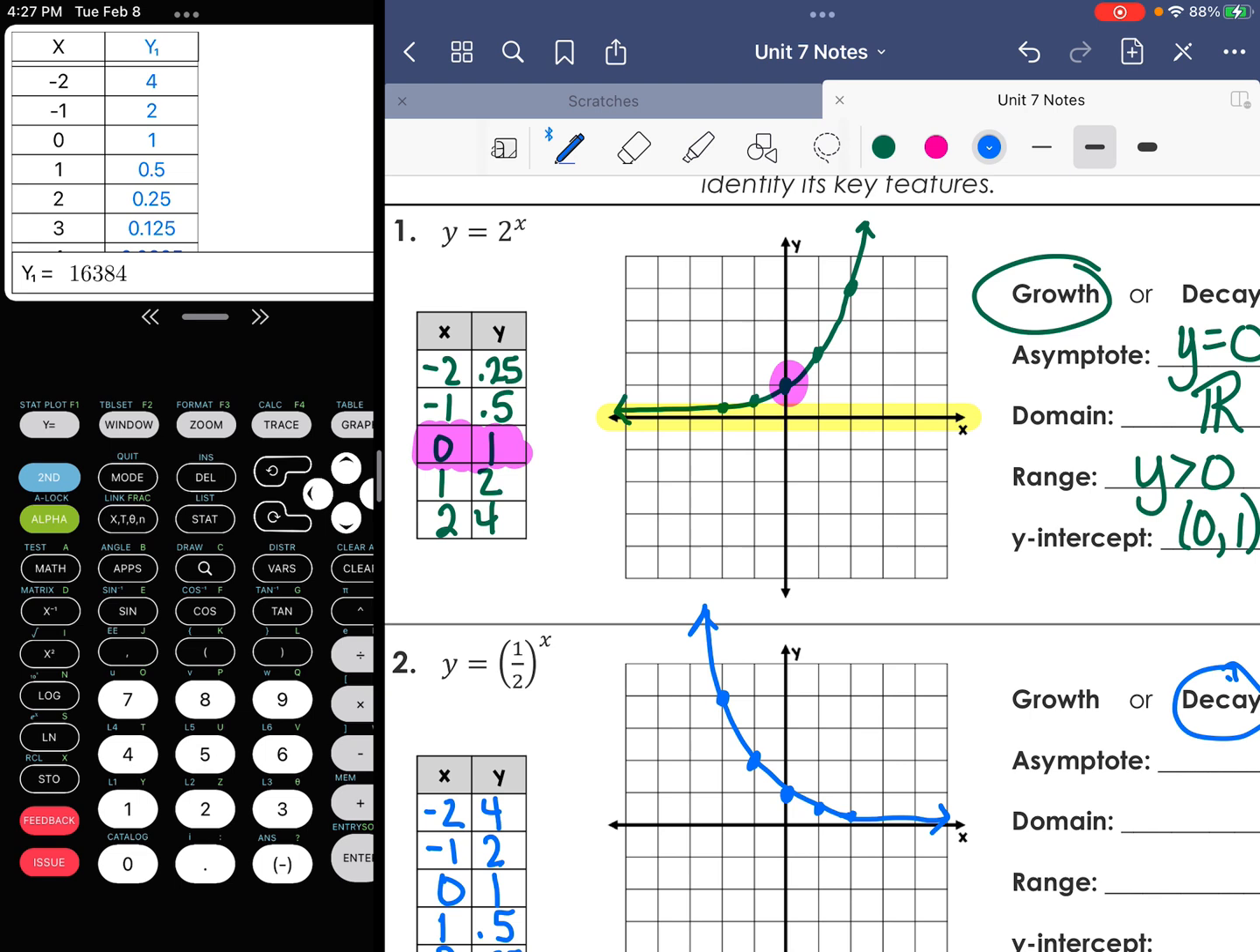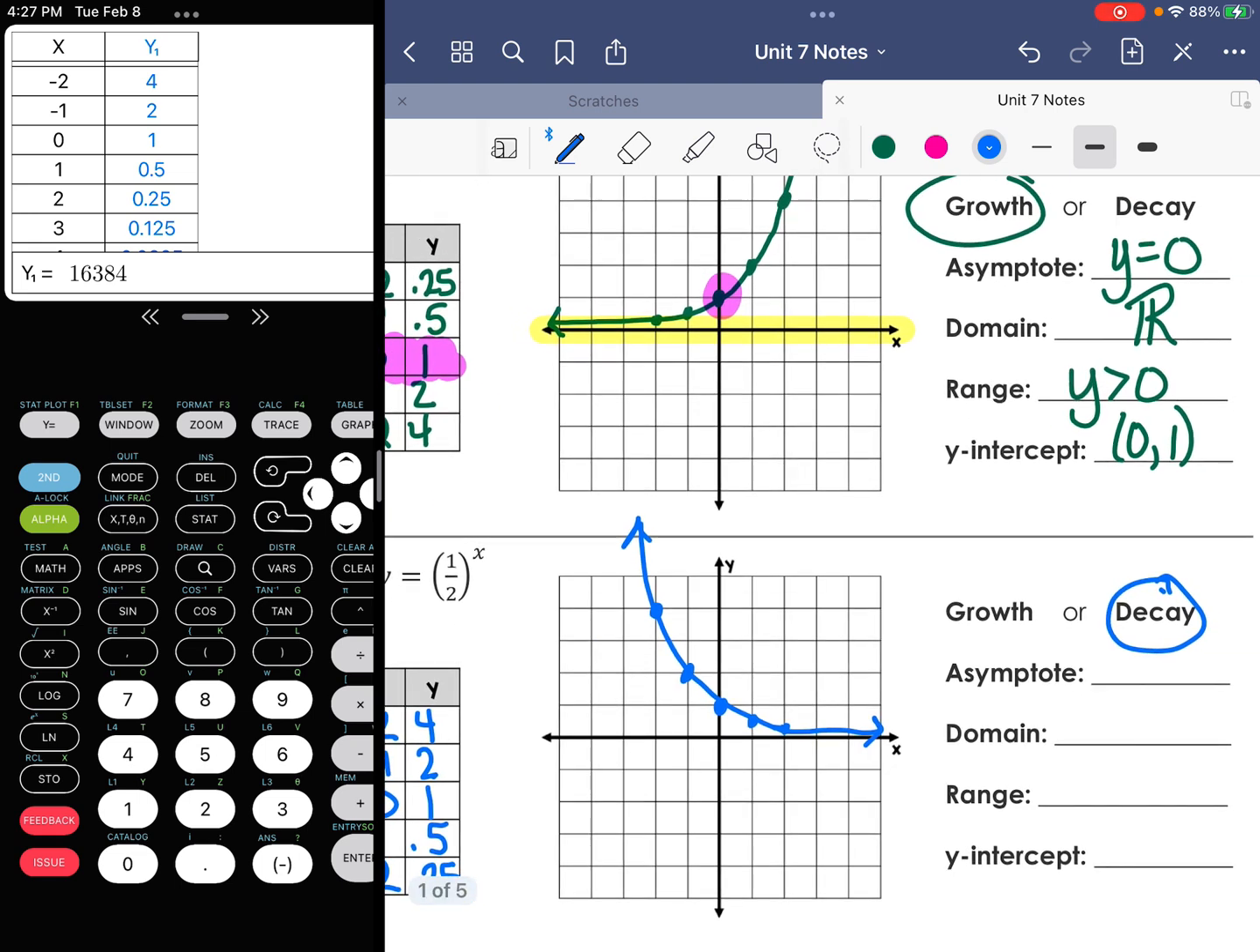So since this one has a boundary, again at 0, we have an asymptote of 0. Domain is again all real numbers. Range is again y is greater than 0, and that's because the entire graph is up here above 0. So that's not going to change just because the graph changed directions. And then the y-intercept is again (0, 1).